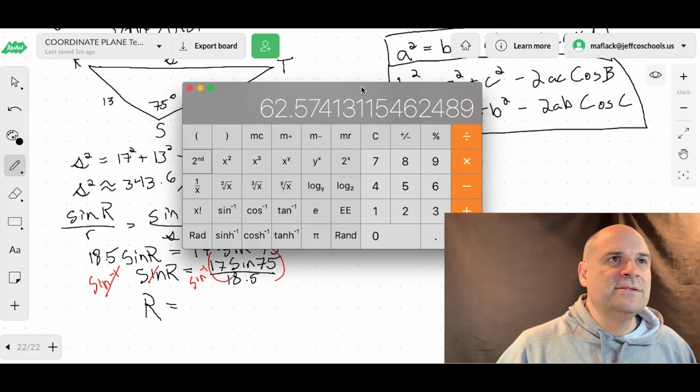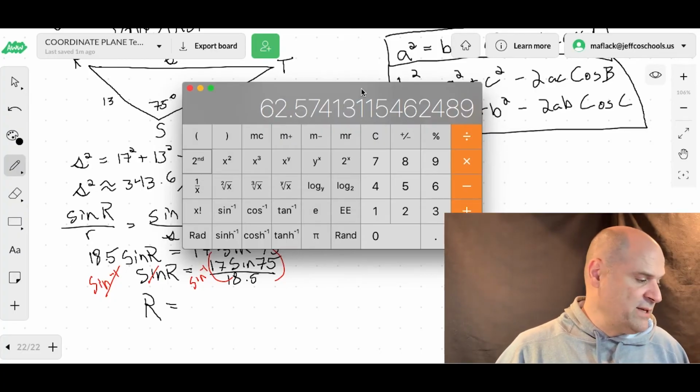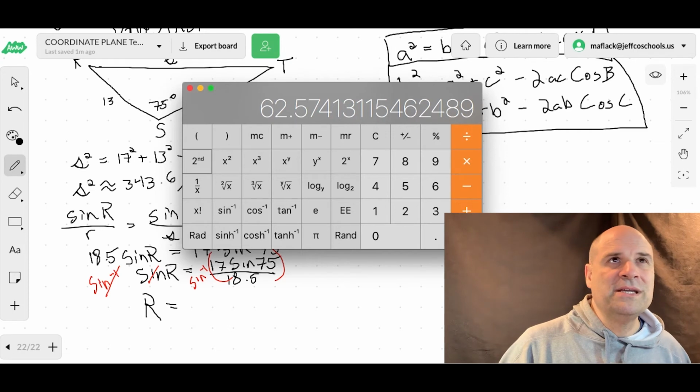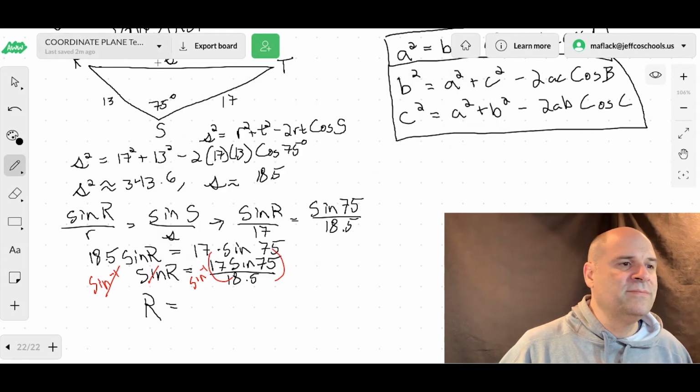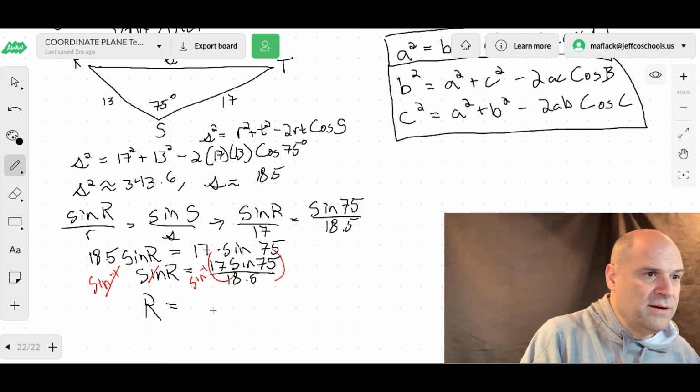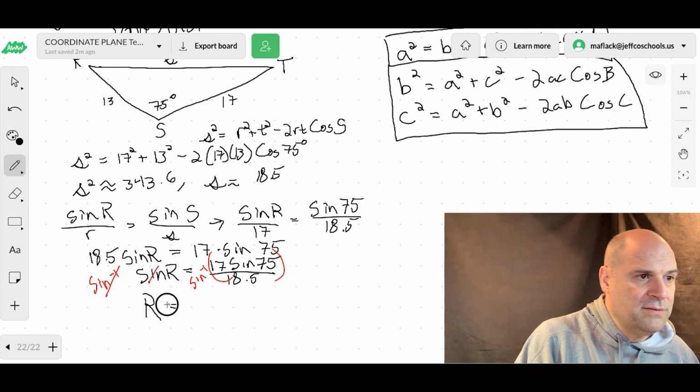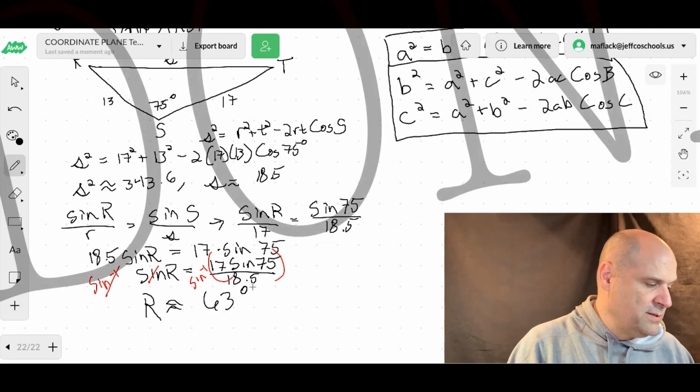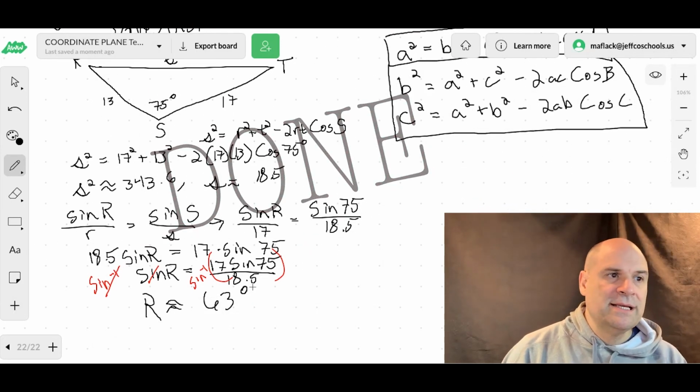It's much easier on a graphing calculator. You can just type in inverse sine, and remember I showed you where those are on your calculator. If you don't remember, you can Google it. That gives 62.57-ish, or 63-ish degrees, we'll go with that. So R is approximately 63 degrees. Okay, so that's example 1.